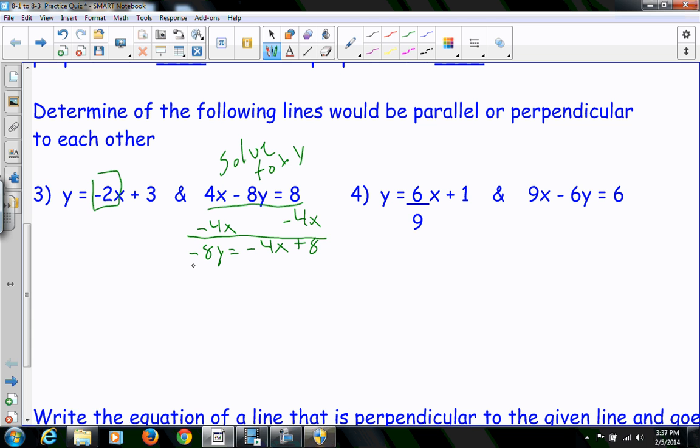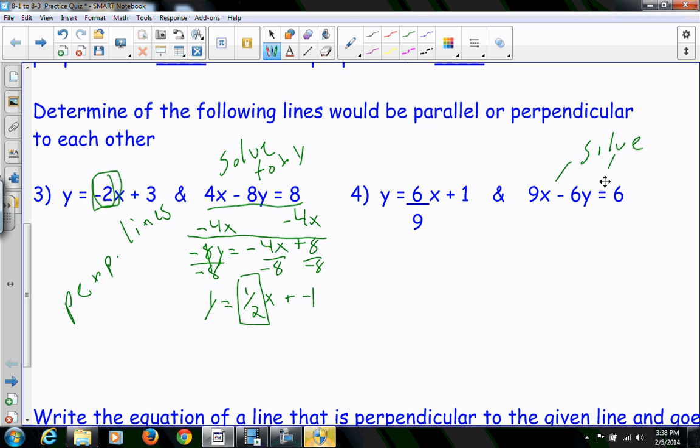Now I'm going to go ahead and divide both sides by -8, continuing solving for y. And so what that looks like is, I'm left with y is equal to, and now -4 over -8 reduces down to +1/2 x plus, and this is -1. So if I'm looking at the slopes, I have 1/2 and I have -2. Those are opposite reciprocals, so this is a pair of perpendicular lines. And that's how you would answer that question. You would do the same thing in question 4, and this one you have to solve for y as well. All right, moving on here.